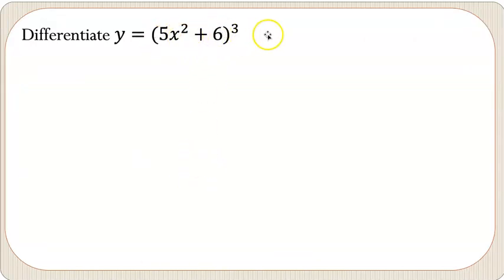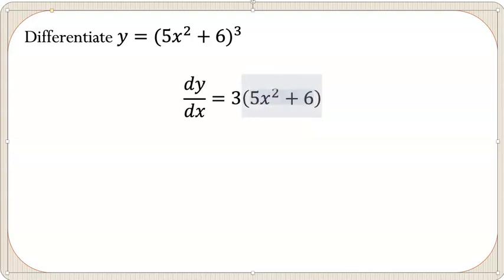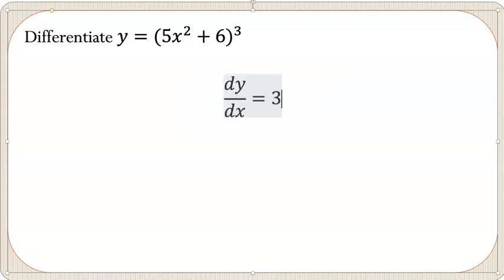So here we have it. So we're going to say dy dx is equal to, so outer function. So we differentiate the big function. So I bring down the 3, back our bracket. So in brackets we have 5x squared plus 6. And the power becomes, hold on, let me just do that again, just to show it properly.